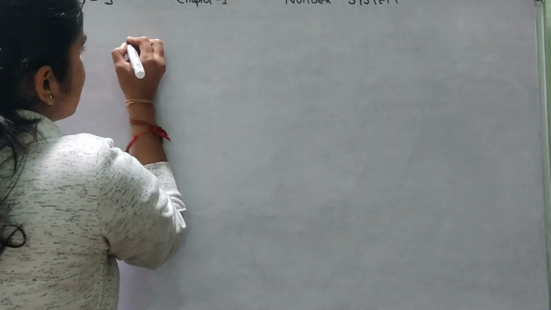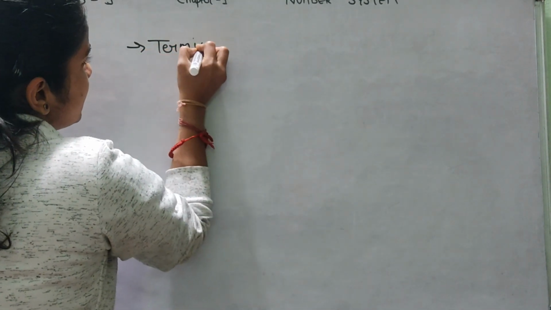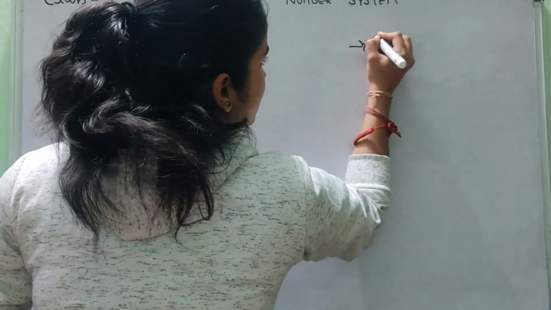Numbers are again classified into 2 parts, that are terminating and the second one non-terminating.